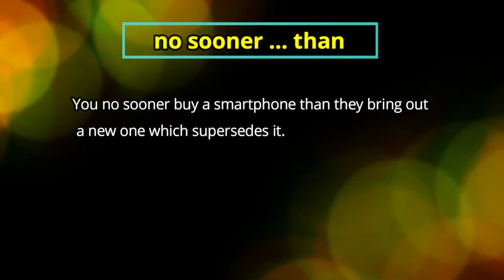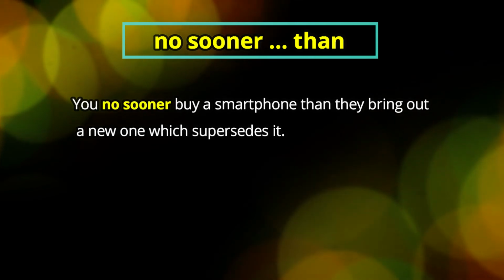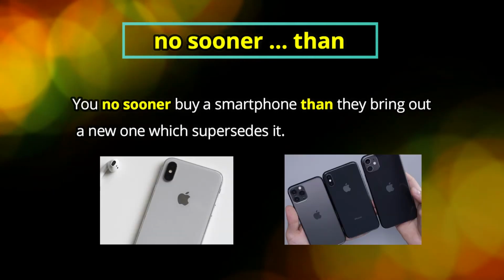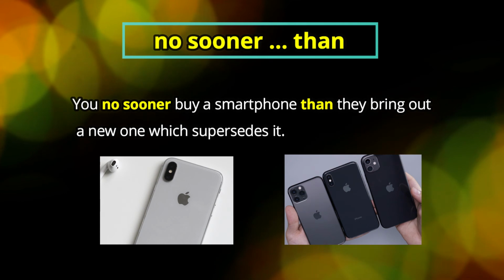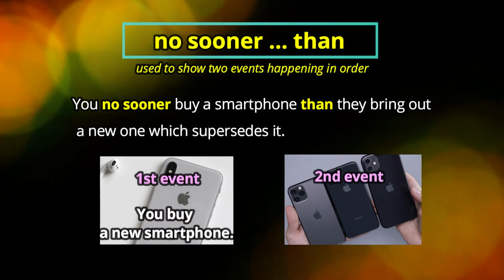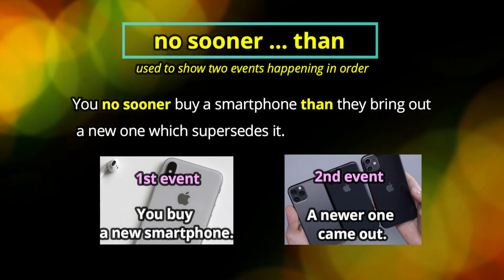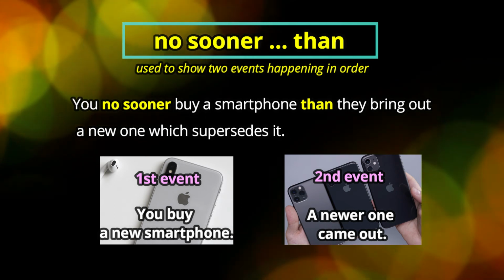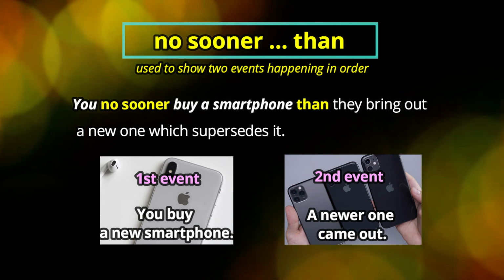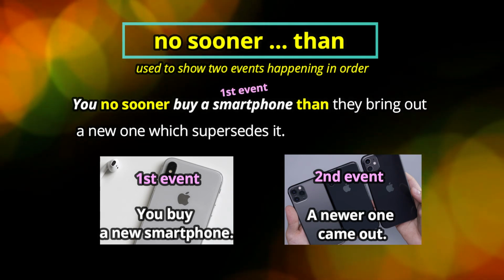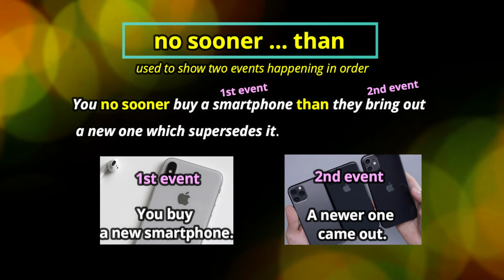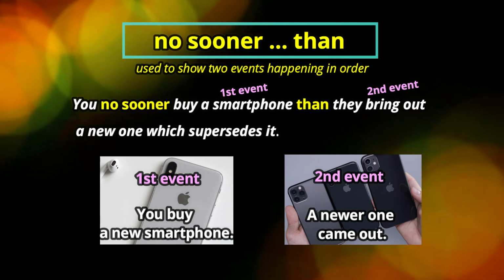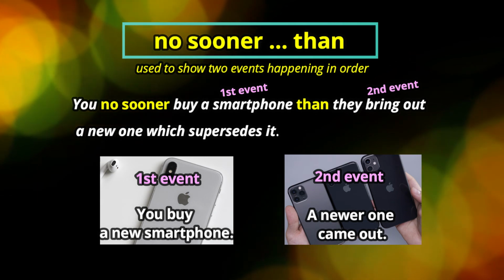Next, we have no sooner and than. And in our example, you no sooner buy a smartphone than they bring out a new one which supersedes it. In this case, we're using this to show two events happening in order, right? We have no sooner, which gives us a time. Okay, and then we say, you no sooner buy a smartphone, then that's the next thing that happens. They bring out a new one, which supersedes it, or it makes the phone that you bought obsolete. So basically, it shows the order of two events. Got it?